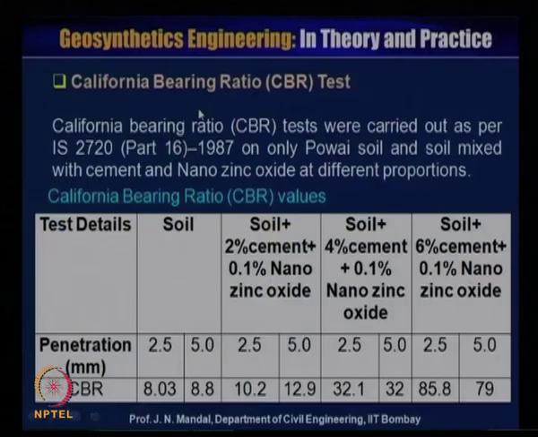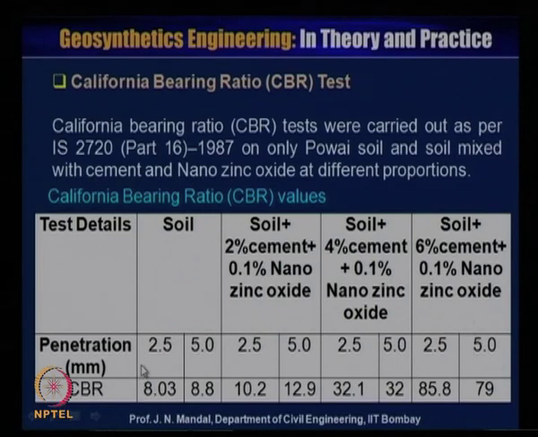This is the California bearing ratio test, and this test was also carried out as per IS 2720 Part 16, 1987, on only Powai soil and soil mixed with the cement and nano zinc oxide in different proportions. Here the test details are given: this is the test data for the penetration, this is CBR. This is soil only, and this is soil with 2% cement and 0.1% nano zinc oxide, soil plus 4% cement plus 0.1% nano zinc oxide, and soil plus 6% cement plus 0.1% nano zinc oxide.